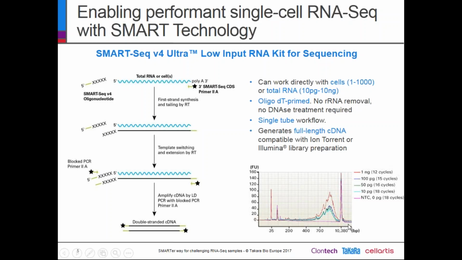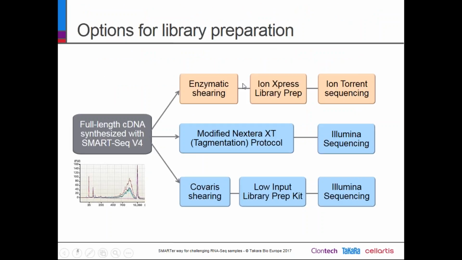So this full-length, very long cDNA is not suitable directly for sequencing. We need first to do a library preparation, so it means to cut it in pieces suitable for sequencing and add in the adapters. So the process is different if you are using Ion Torrent or Illumina. If you are using Ion Torrent, we provide a protocol which will use Thermo Fisher reagents for enzymatic shearing and library prep.